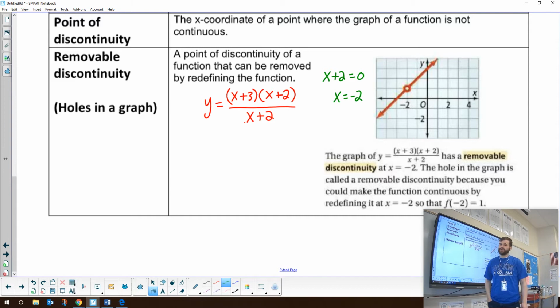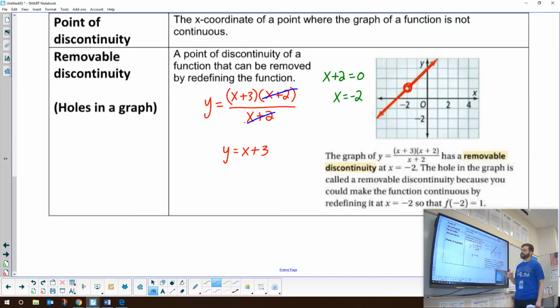However, what we're going to do instead is look at the top, and we can see, oh, I can actually cancel that x plus 2 out with this x plus 2. And that leaves me with just y equals x plus 3. So x plus 3, that's what's graphed over here. But you'll notice there is still a hole here. And there's still a hole because even though I was able to cancel it out, it still counts as an undefined value. So I still have a hole at negative 2.